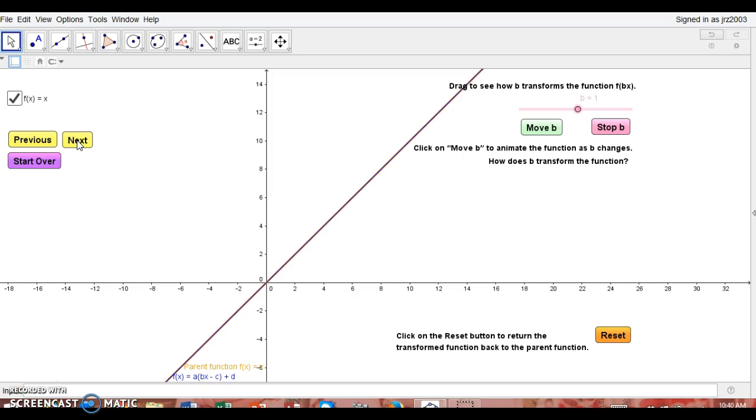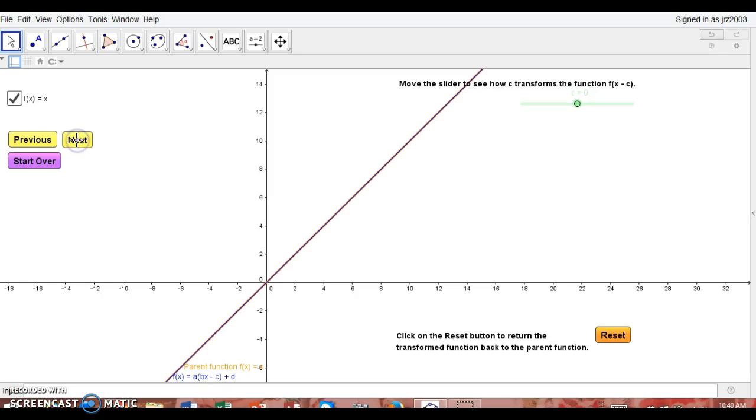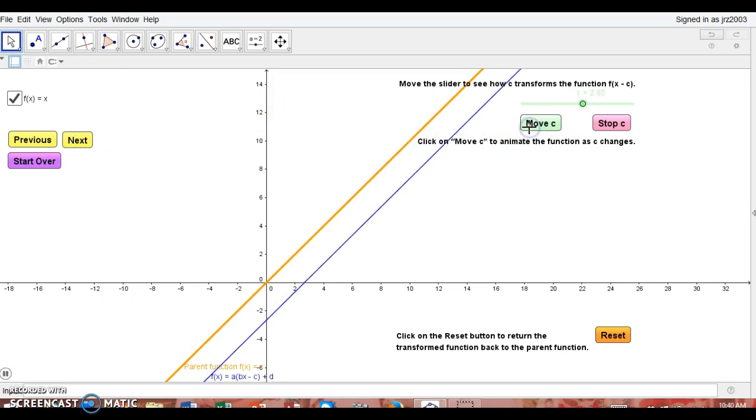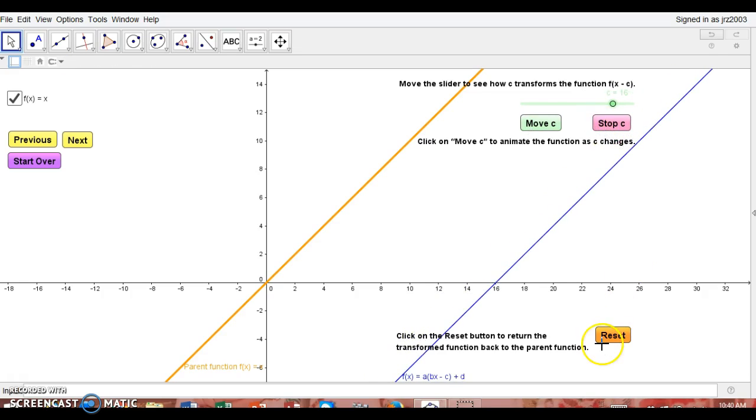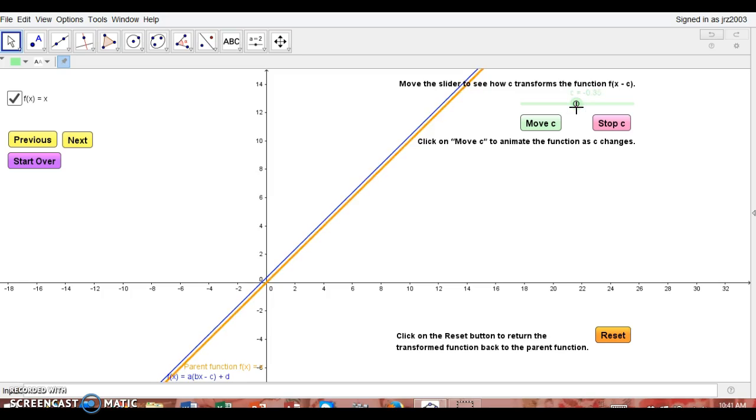And then they go through the questions again. How does B transform the function? What if B is negative? And then we move on to C. Again, we can move the slider and see how C shifts the function. And then we can animate C as well. Reset it if we want, or we can just go back to arrowing our slider back and forth or dragging it.